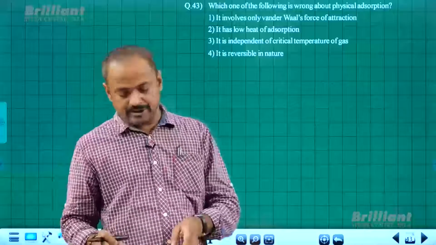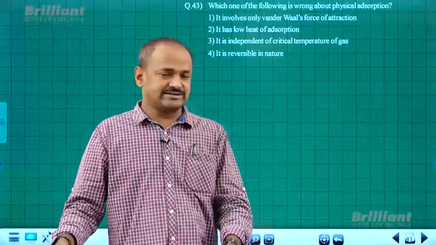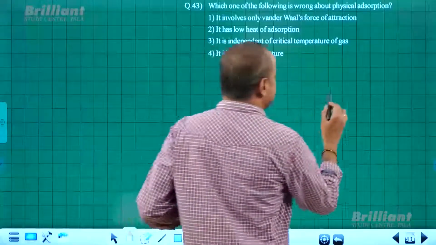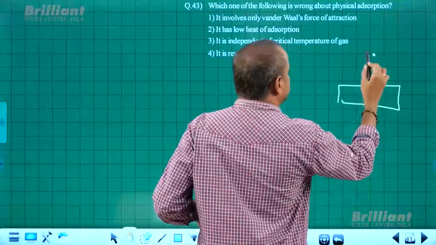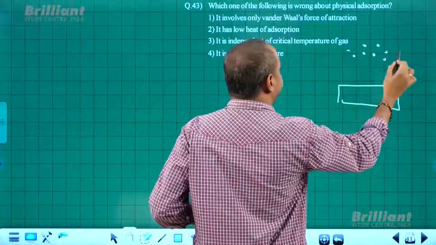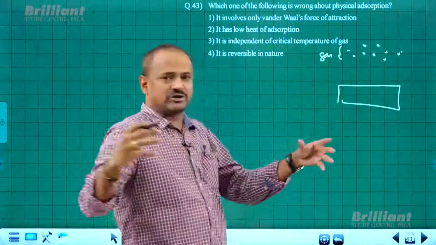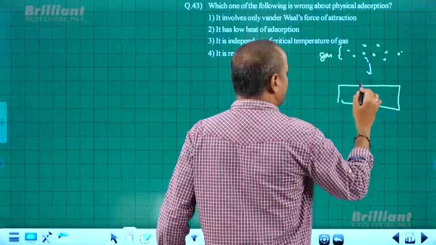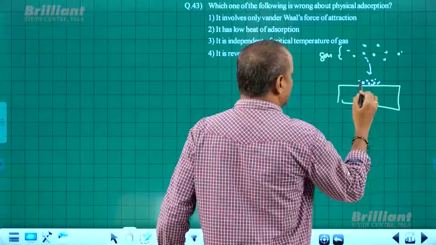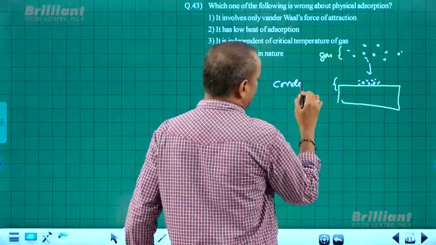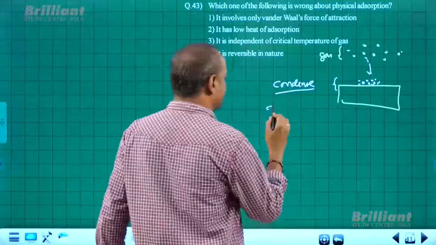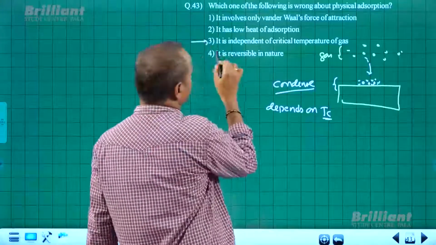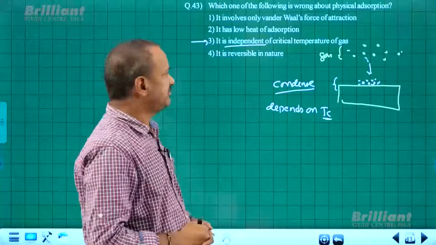Critical temperature means the temperature above which it is impossible to liquefy the gas, whatever the pressure applied. But adsorption depends on the critical temperature, because the gas is adsorbed on the surface. That means liquefaction increases, no? Gas molecules come closer and condense on the surface. It depends on the critical temperature, TC. So this is wrong. It depends on the critical temperature. Both of them, that is physical and chemical.